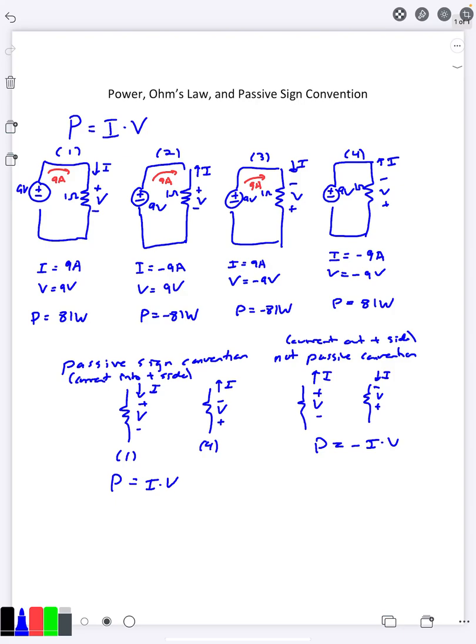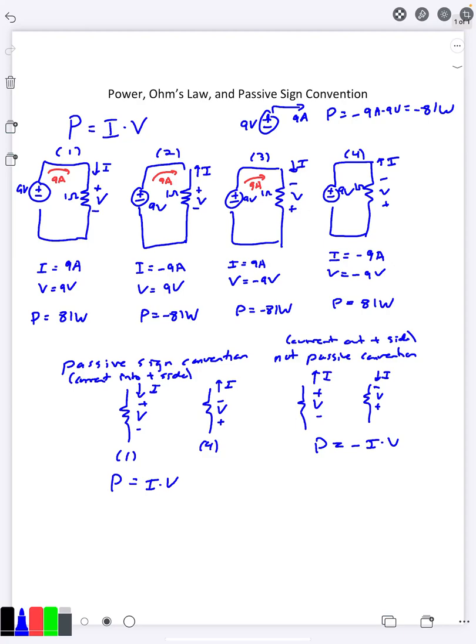And by the way, up in these pictures here, in all 4 of them, we have the 9 volt source and 9 amps coming out of the positive side. So it's the negative IV scenario. And yes, it is in fact delivering power there. That's what the negative power means.